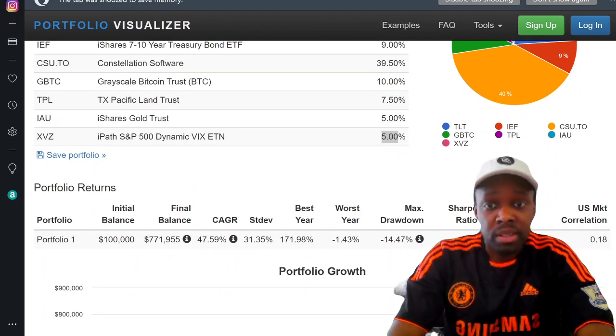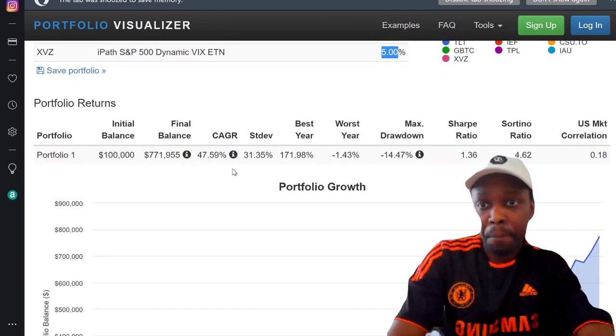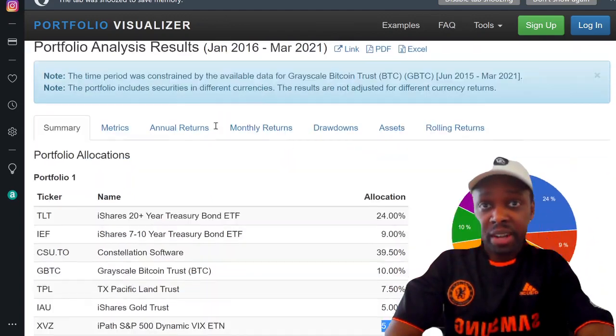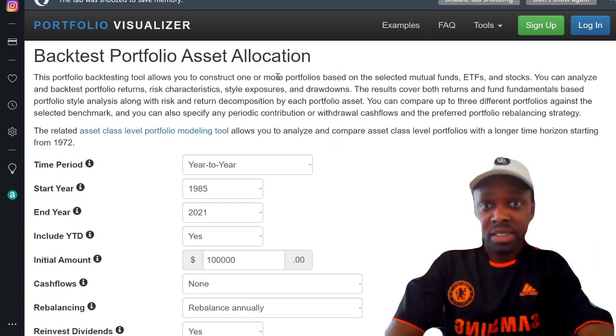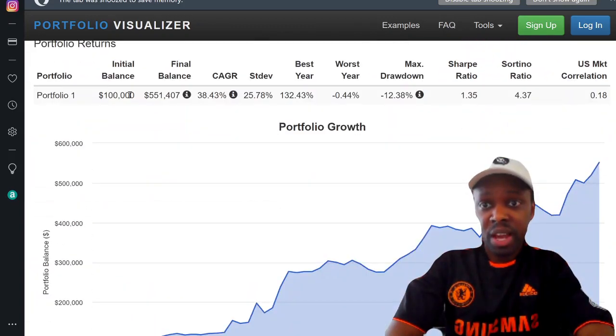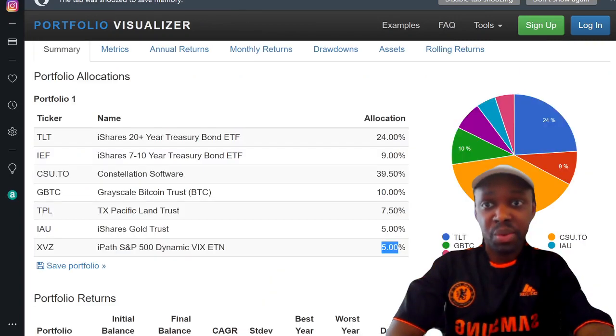So let me just check the time. 15 minutes. Okay, now what happens with this portfolio? We could only backtest from 2016. So remember, we backtested this one from 2016 to 2021, and it turned 100,000 into 551,000, 38% annual. Best year 132%, worst year 0.44%. Now let's watch here.